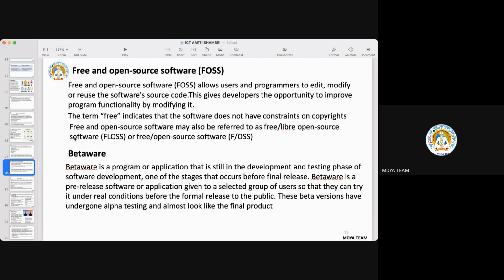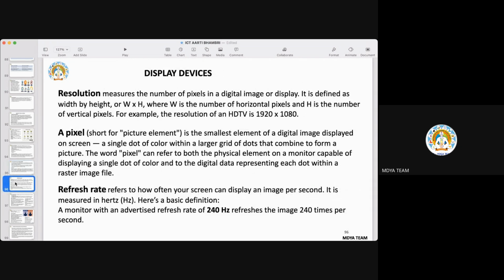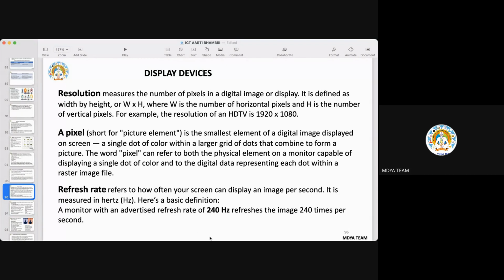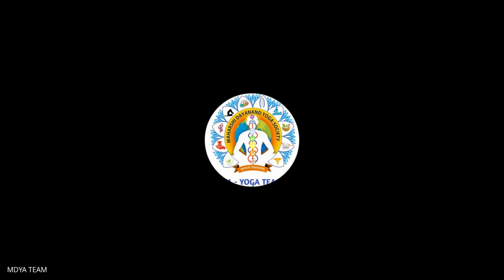Betaware is again for the development and testing phase of software development. So there are various types of this, but I don't think it is required. It is just written there in the slides, that's why I showed you. All right, so that much is enough for today, I think.